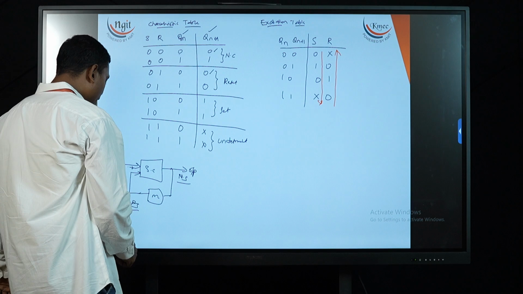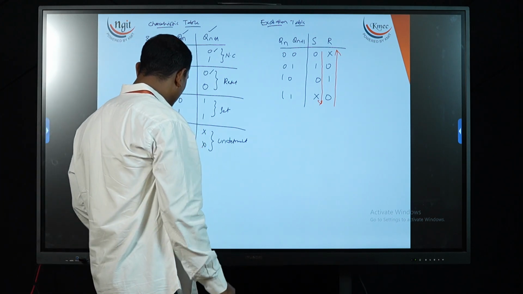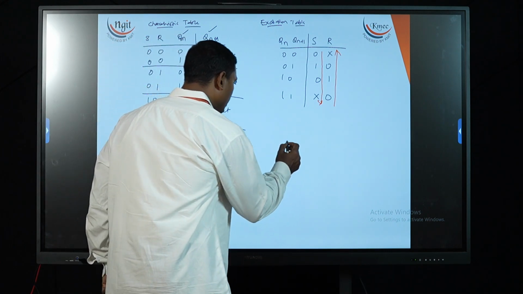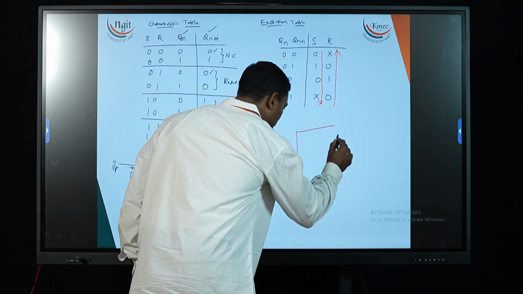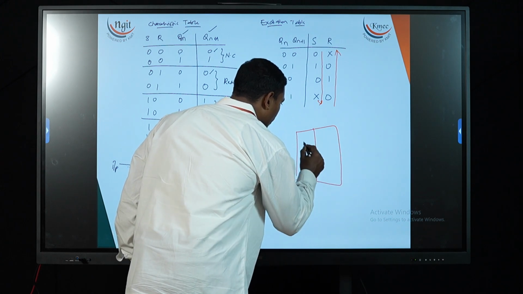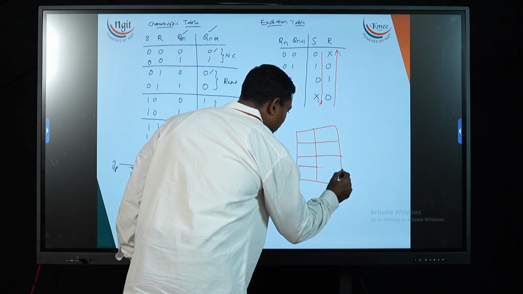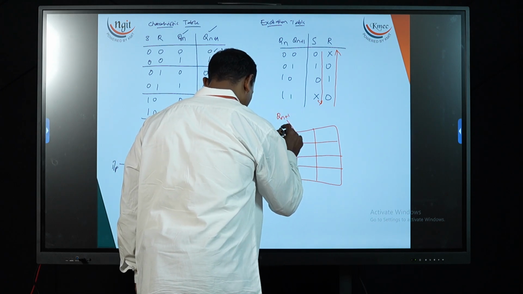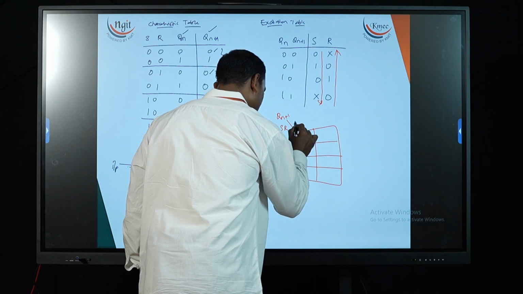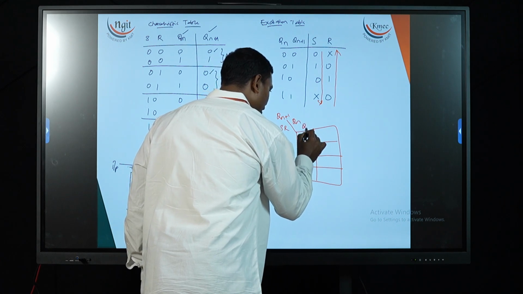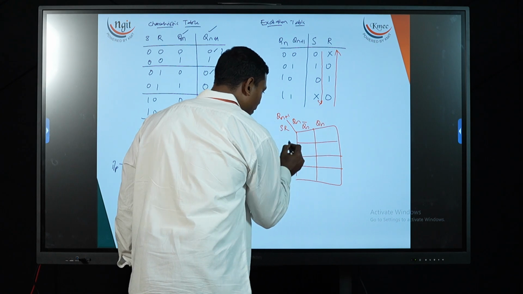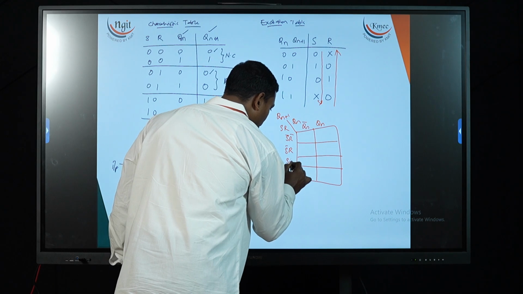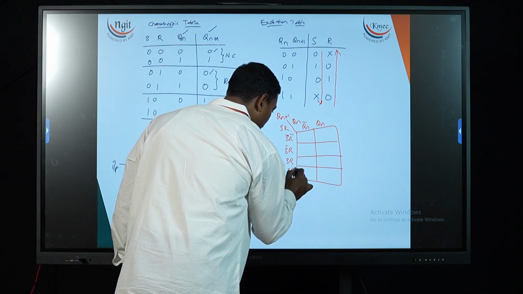Now I need to get the Boolean expression for my SR flip-flop. These are my given values. I need to write the Boolean expression for my SR flip-flop. So I am drawing a K-map. This is my next state expression Qn plus 1, and my inputs are S, R, Qn. Qn can be either 0 or 1. SR can be 0 0, 0 1, 1 1, 1 0.